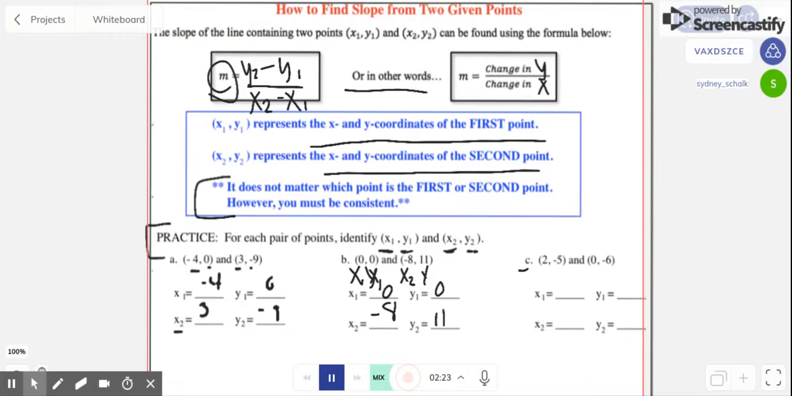For C, we have our x1, which is that first number, 2. Our x2, which is that first number in our second ordered pair, which is 0. And then our y1 is that first ordered pair, the second value, so -5. And y2 is -6, the second value in our second ordered pair.